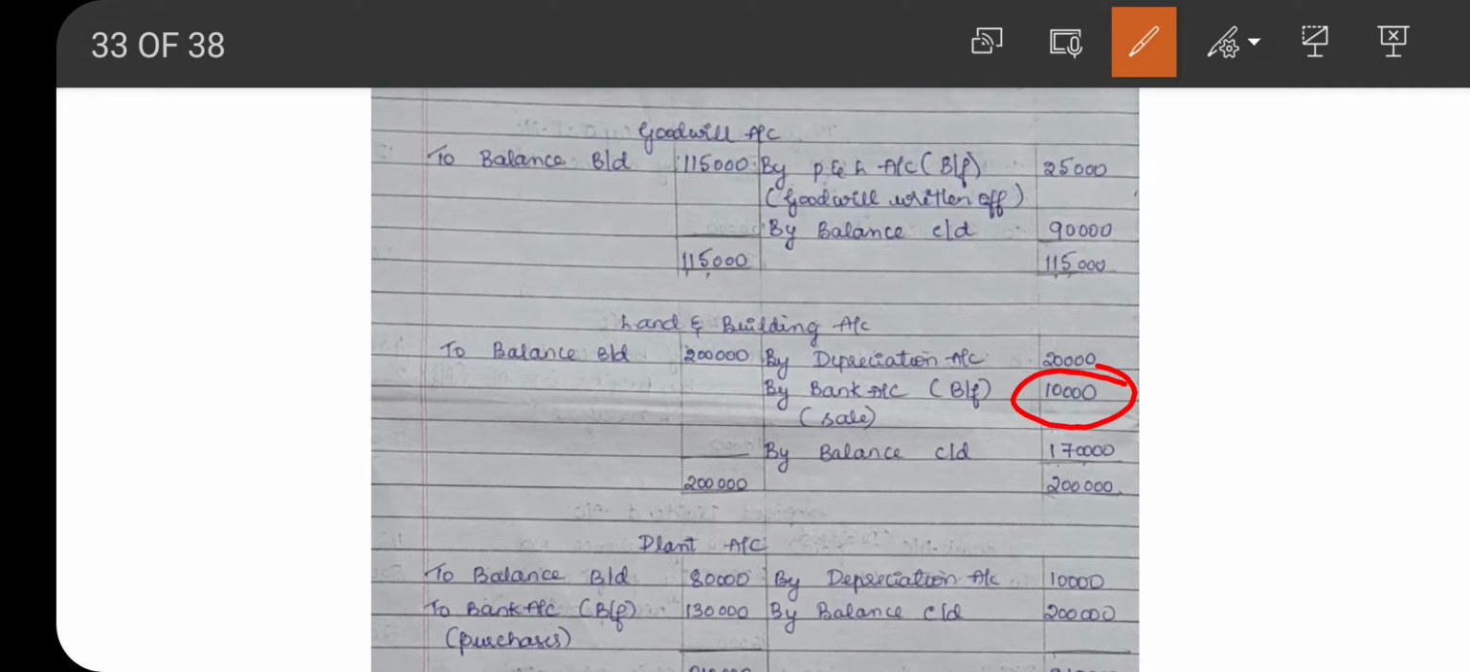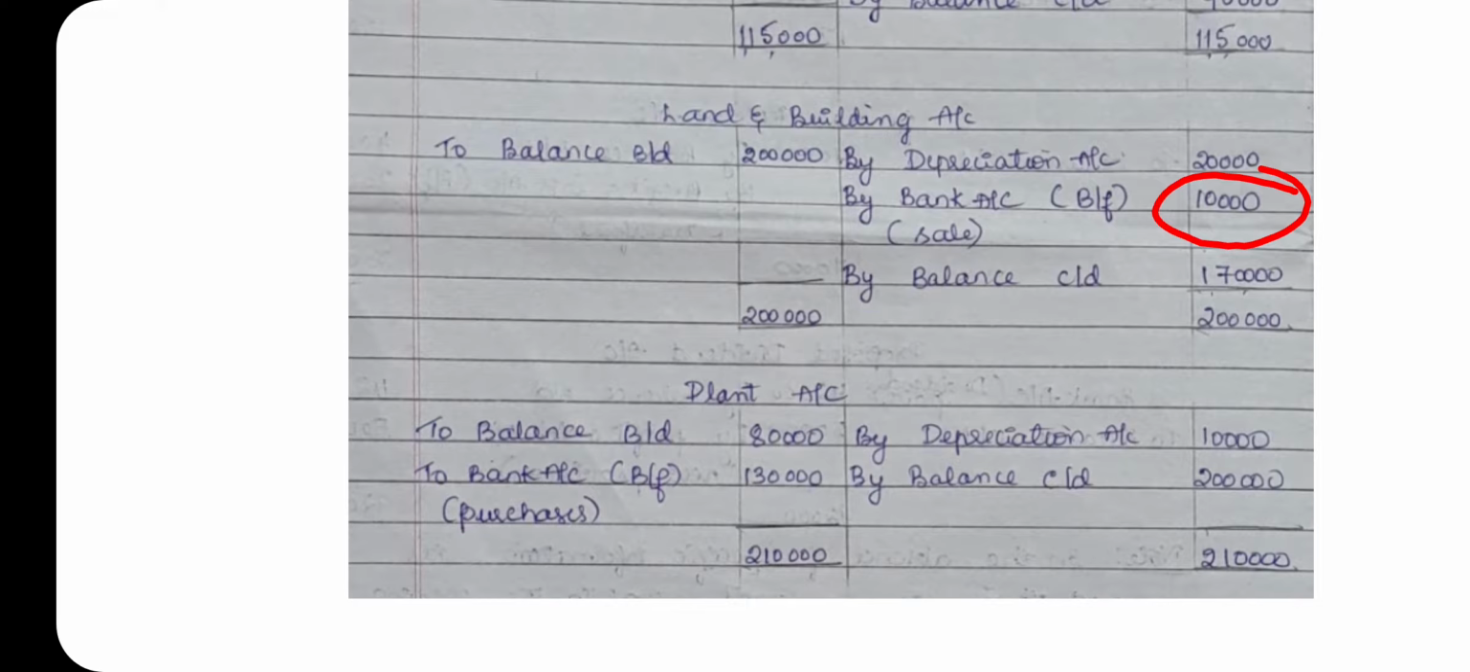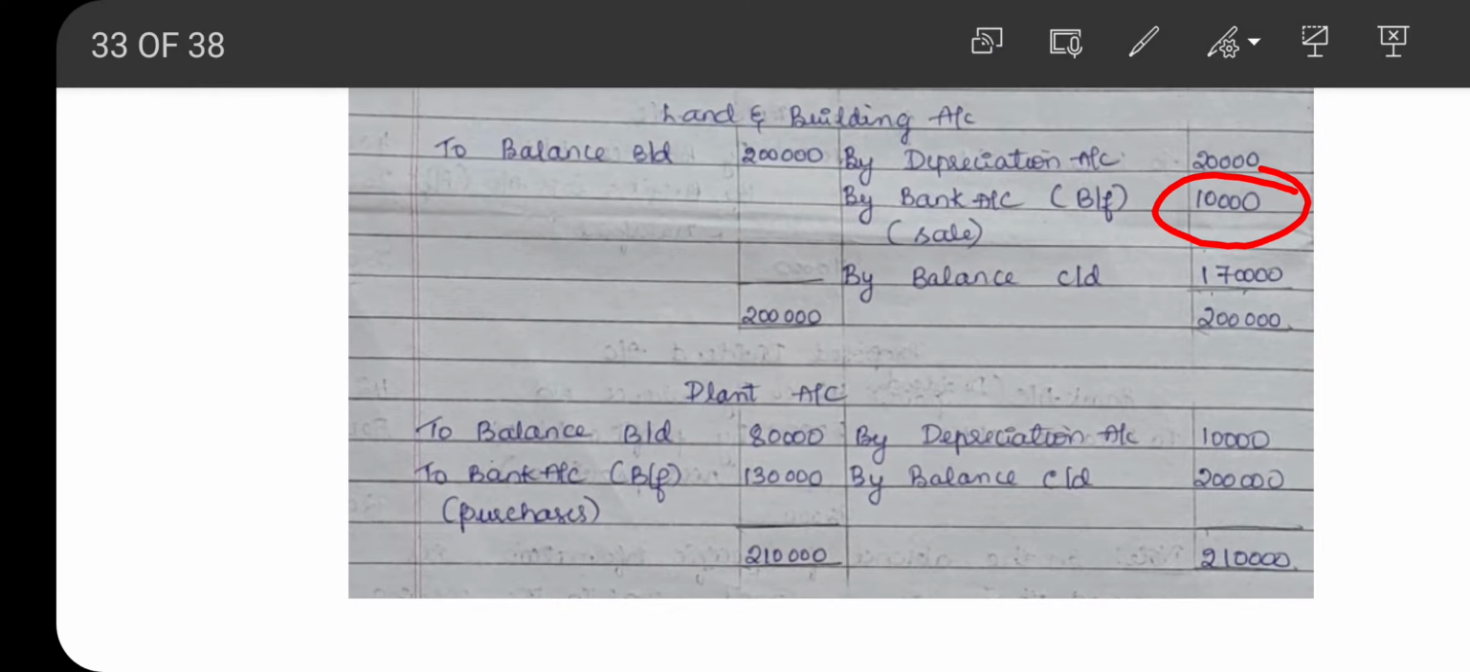So this is cash flow from investing activity. Sale is an item of inflow; you need to add that. And purchase, again it is an item of investing activity itself, but when we are purchasing the asset we need to pay, isn't it? So it is an item of outflow of cash.